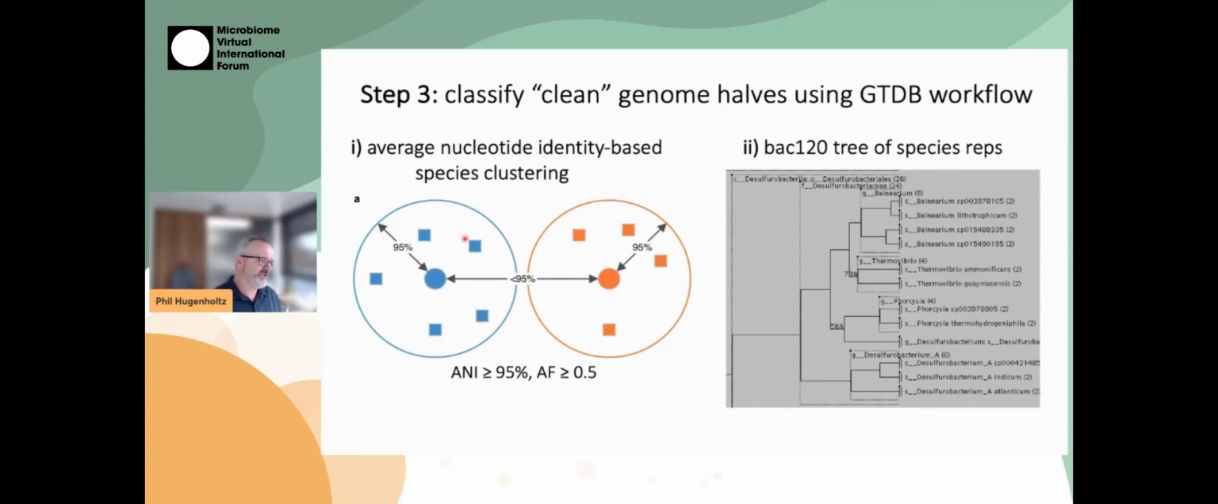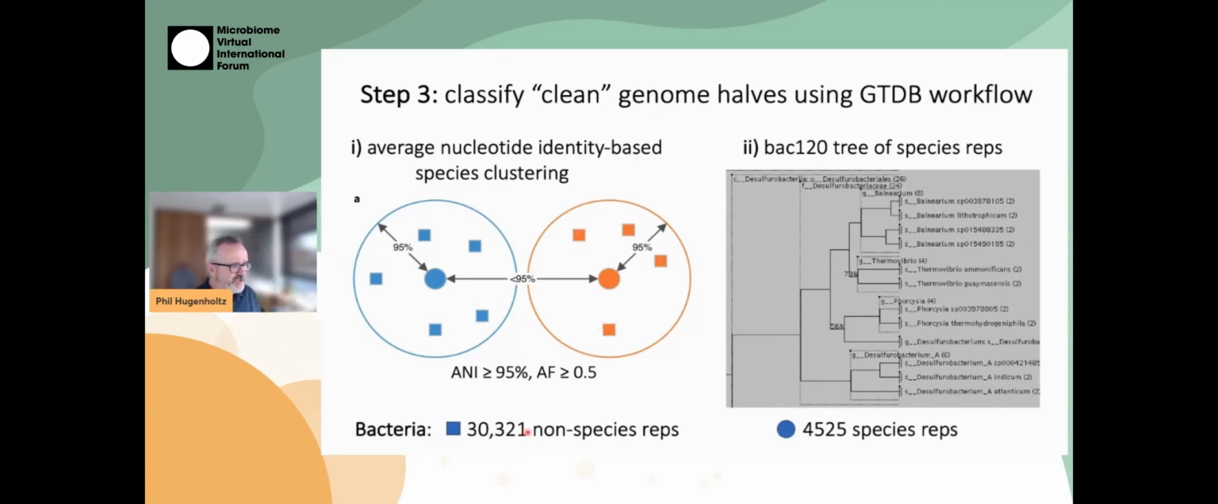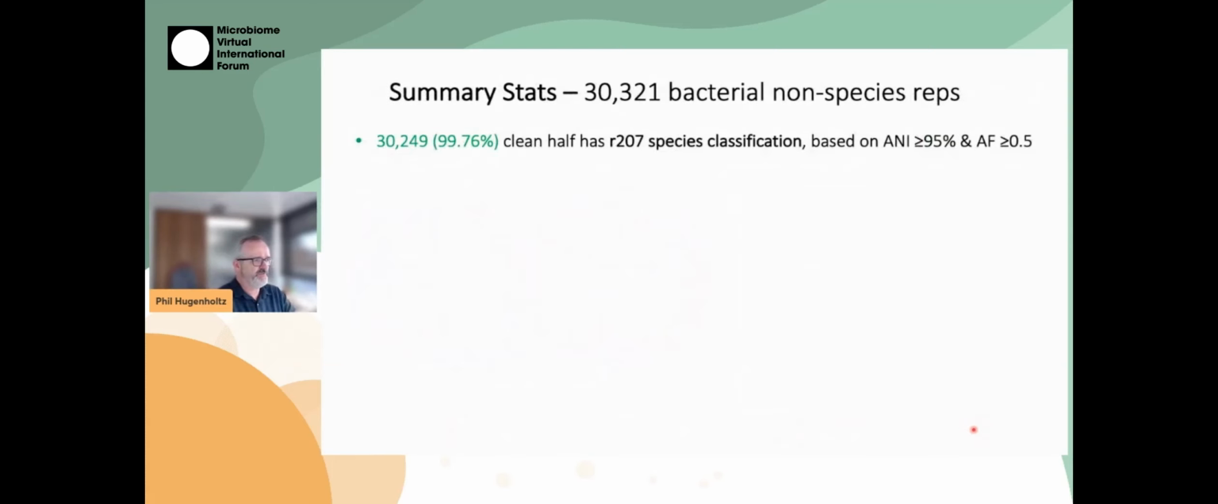And then the classification of those is propagated to all of the other non-species reps within the ANI radius. So for the bacterial filtered genome set, about 30,000 of the genomes are non-species reps and 4,500 or so are species reps. So we analyze those in that order. First of all, looking at the non-species reps, we simply used ANI in order to classify the clean half.